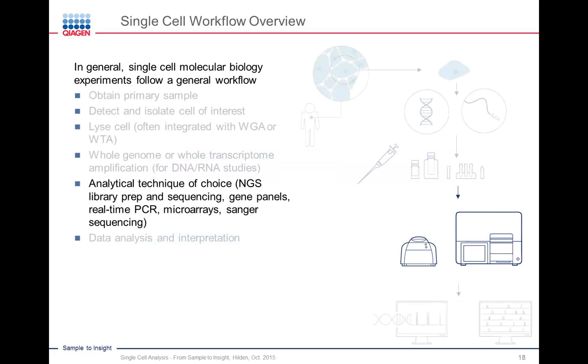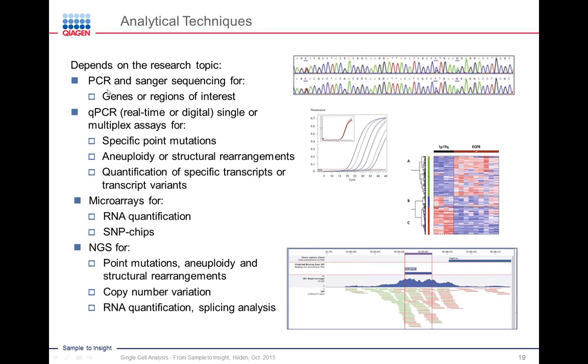After this, you can basically apply whatever molecular biology method you're interested in. It can be things like simple PCR of a gene of interest and then Sanger sequencing. This can be different qPCR, either done on an RNA level, a cDNA level, or a genomic DNA level, to detect specific point mutations, specific transcripts or splice junctions, or aneuploidy, structural rearrangements, all sorts of things.